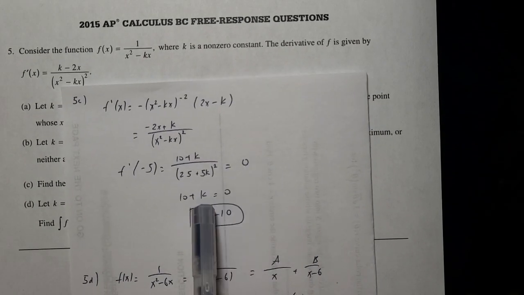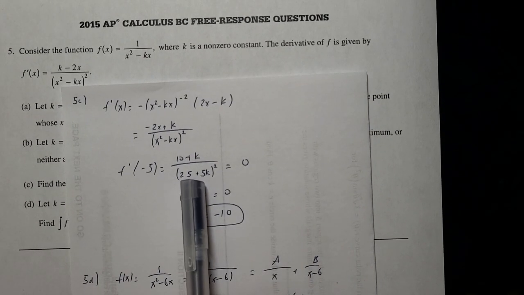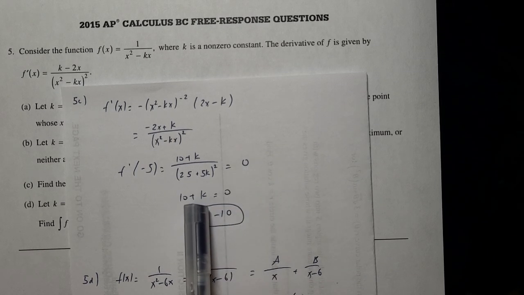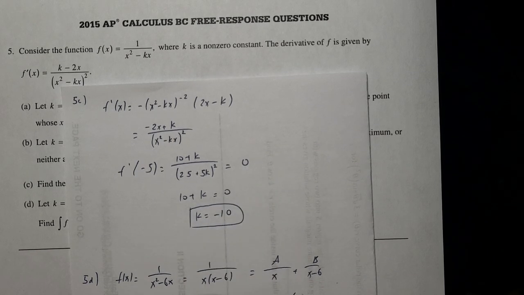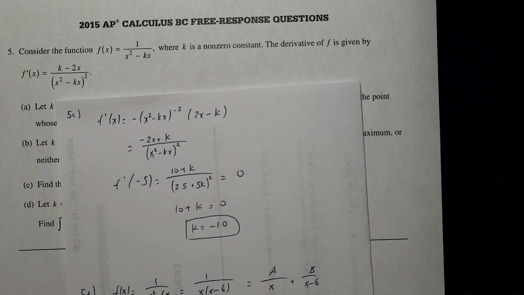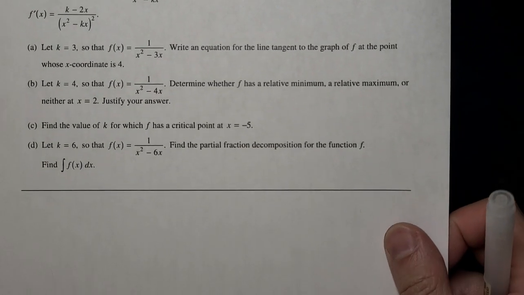equal to 0. So if we multiply both sides by the bottom, it goes away, right? So on the right-hand side at least. So then 10 plus k is 0. k is negative 10. Right? That's the answer for that one.